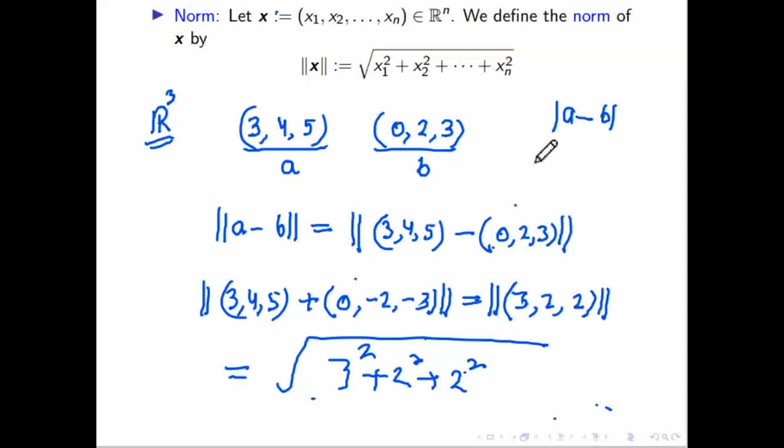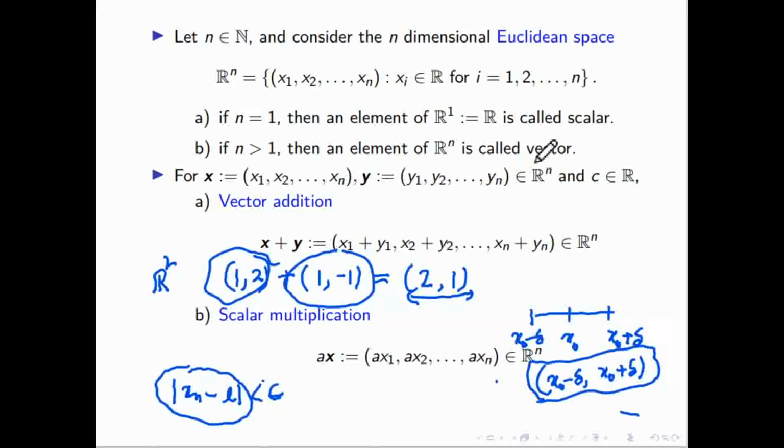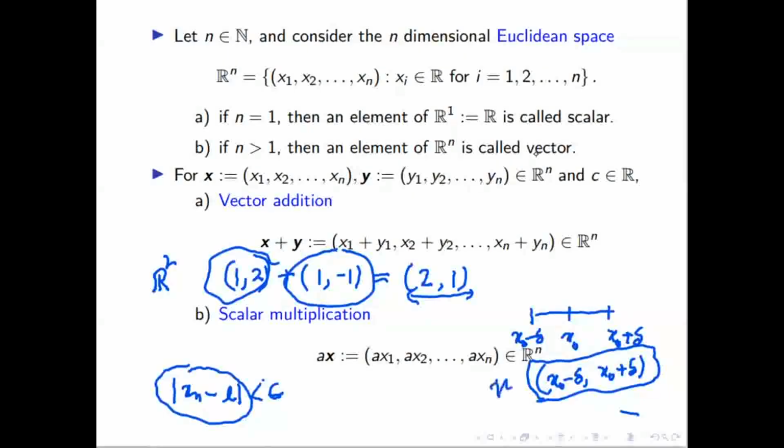So why am I writing this? What are the elements here? X belongs to this means we can write mod of x minus x naught is less than delta. Yes or no? All the elements in this interval will be what? If mod of x minus x naught is less than delta, that means this is the same as x belongs to x minus delta to x plus delta.